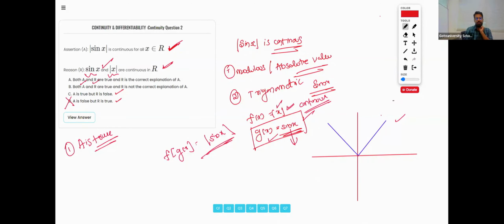That means option B is ruled out, option C is ruled out. The right answer is option A. Both A and R are true and R is the right explanation of A. I hope this is clear.